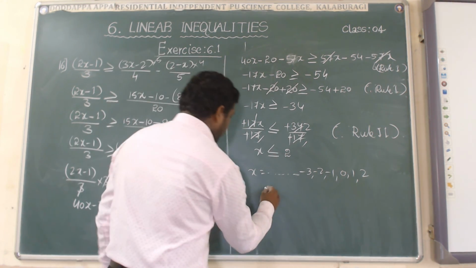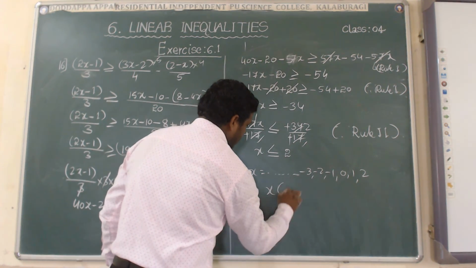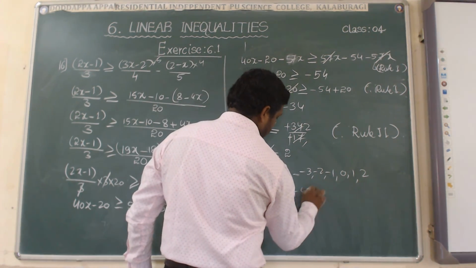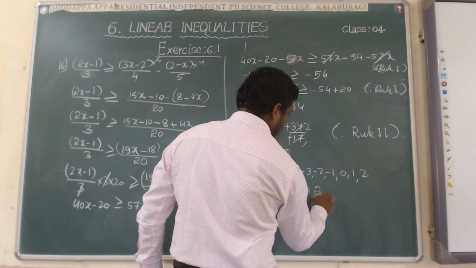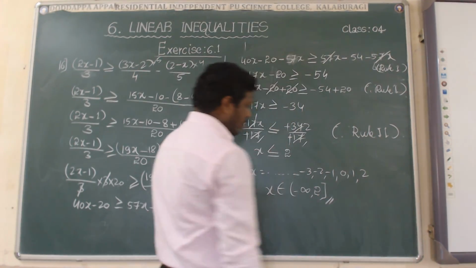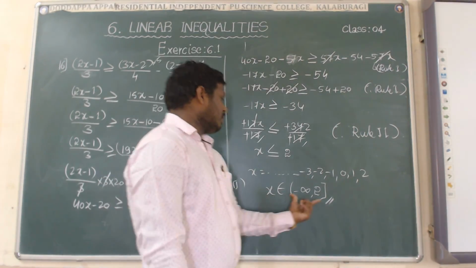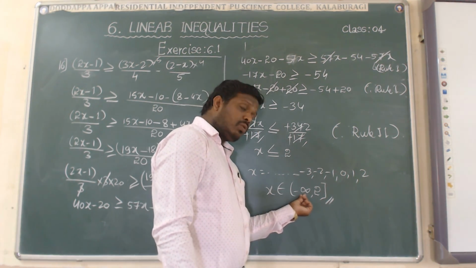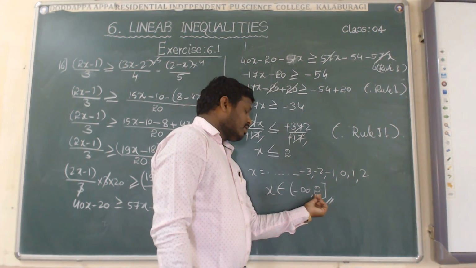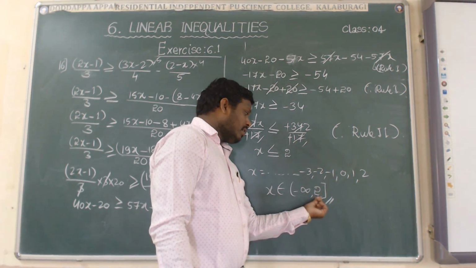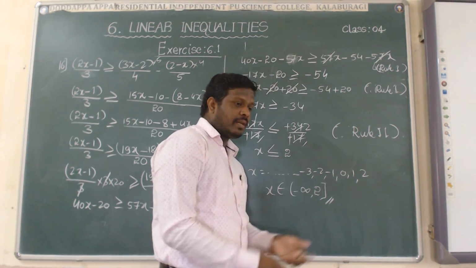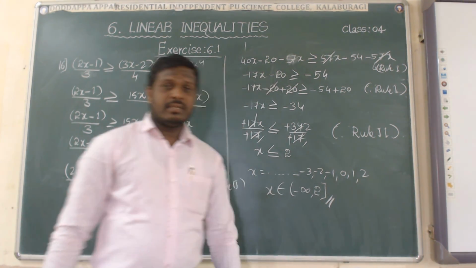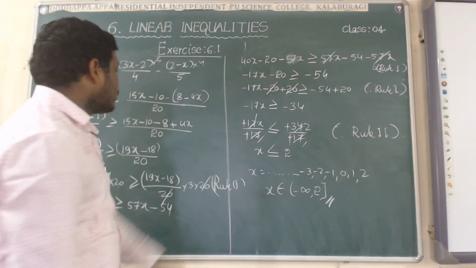So this is all. How can we represent it in intervals? Open the interval at negative infinity and use a closed interval at 2. What is the meaning of this interval? It means the value of x is negative infinity, which is excluded, and the value of 2 is included. This is the meaning of this one. Yes, this is the 16th question answer.